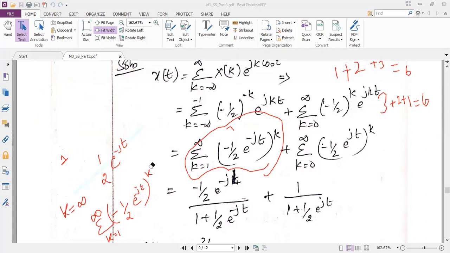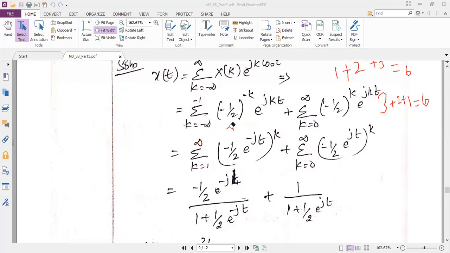Now, the second summation we have no problem, right? In the second summation the limits are properly placed. That means it is from 0 to infinity and everything is plus. So I need not do any extra work. My work is just to take the k common. So it is minus 1 by 2 e power plus jt, the whole power k. The second term is very easy. Only for the first term we have to do a number of steps until we get the proper term.